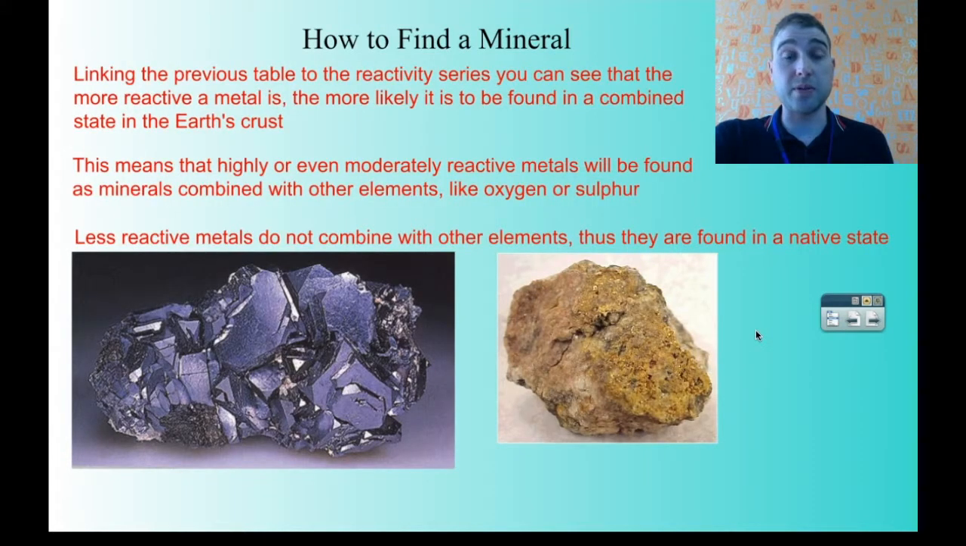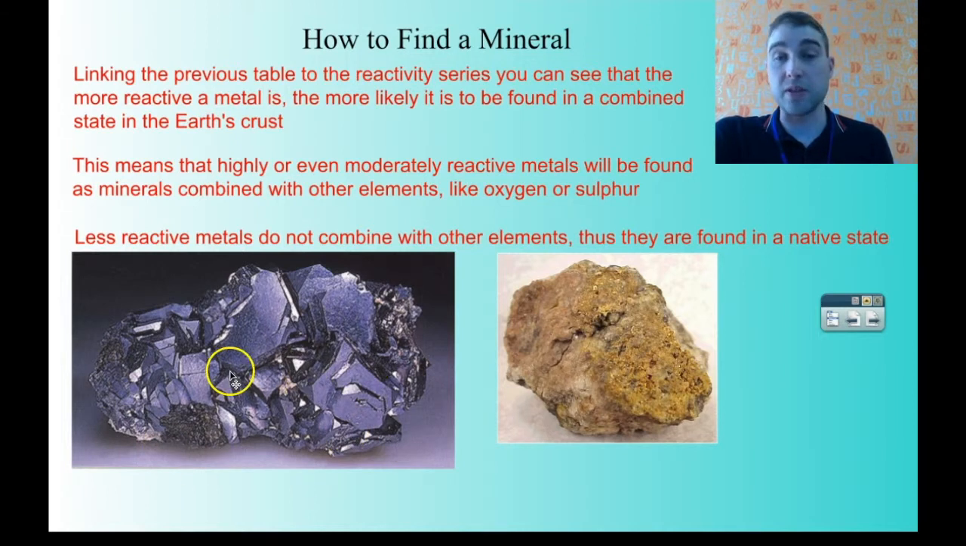So if we look at the table on the previous slide and the reactivity series, you can see that the more reactive a metal is, the more likely it is to be found in a combined state in the Earth's crust. And what I mean by that, it's more likely to have reacted with something in the environment. So highly or even moderately reactive metals can be found combined with other elements such as oxygen and sulfur.